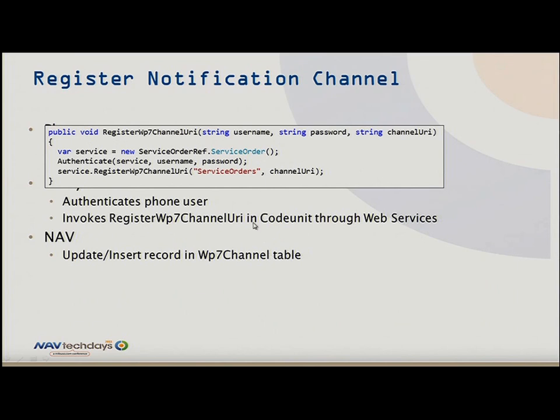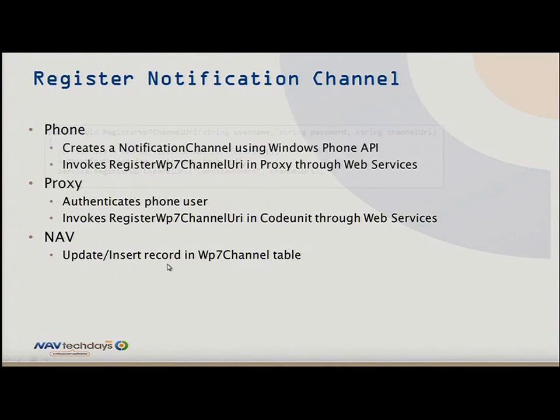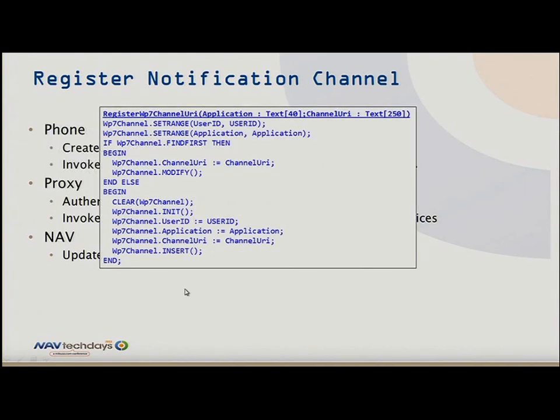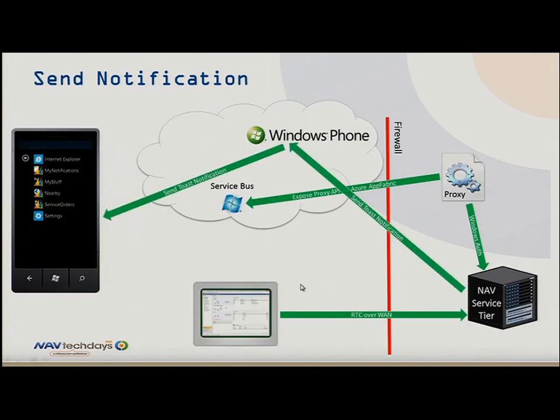The proxy just takes whatever it gets in for the channel URI and actually calls the corresponding method on the NAV web services by setting up a service connection to NAV, authenticating the user, and calling register WP7 channel URI on NAV. And in NAV, of course, there's some AL code here for putting that into the table so that it's always updated in the table. Based on that, whenever the user now creates a service order, or the system, like a web page, adds a service order to NAV through web services, the NAV service tier will now send a toast notification to the phone.